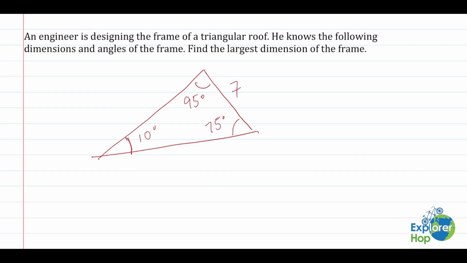In today's example, we'll be looking at the following problem. An engineer is designing the frame of a triangular roof. He knows the following dimensions and angle of the frame. Find the largest dimensions of the frame.